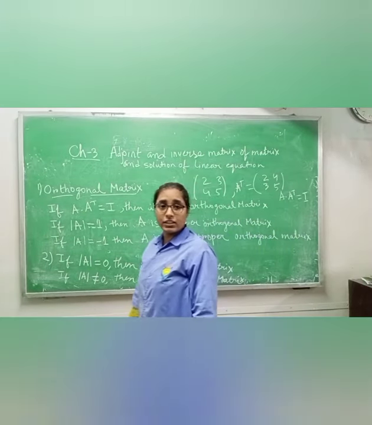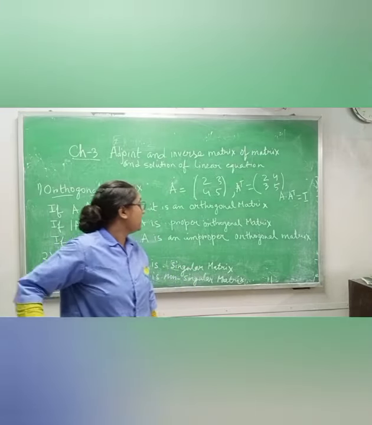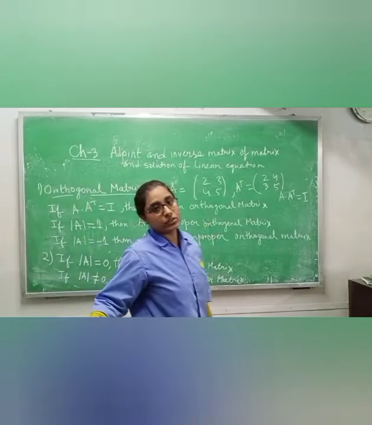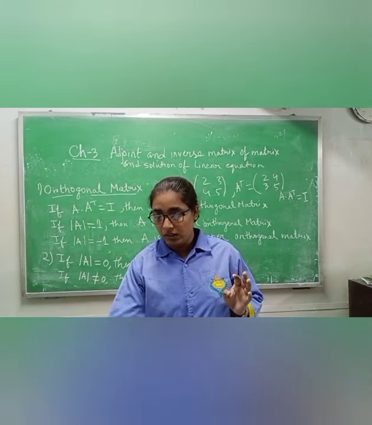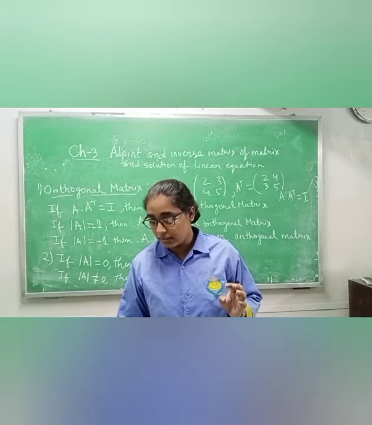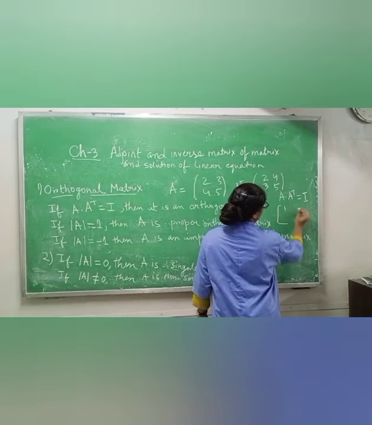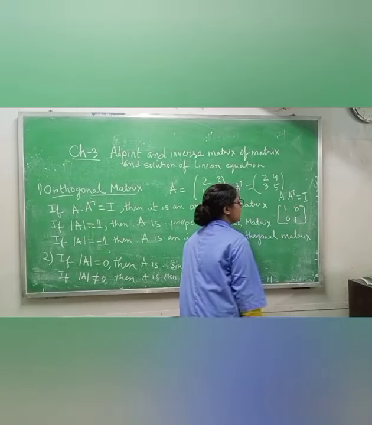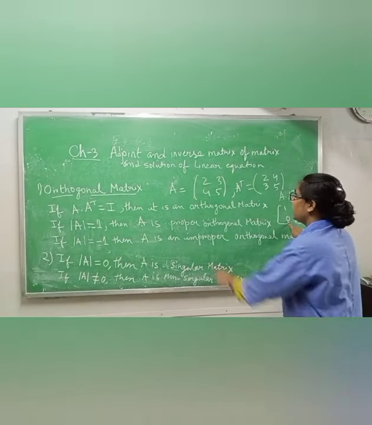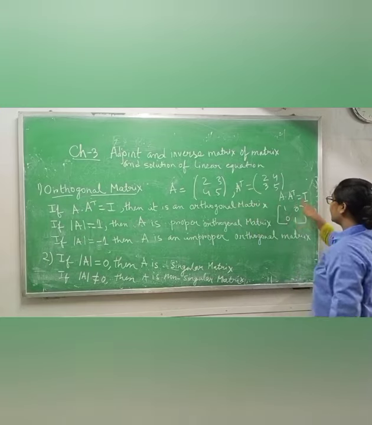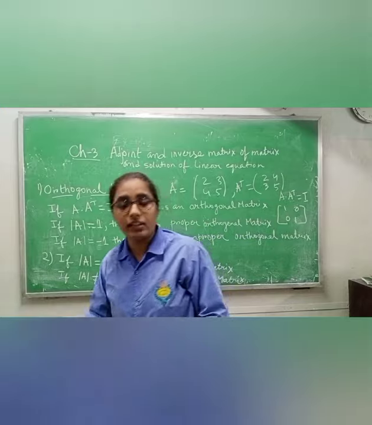Okay, you know what is identity matrix or unit matrix. If I get that, then I can say that this is an orthogonal matrix, otherwise it is not an orthogonal matrix. Identity matrix is one in which the diagonal elements are 1 and other elements are 0. If we multiply A and A transpose and we get an identity matrix like this, then we can say it is an orthogonal matrix, otherwise it is not.